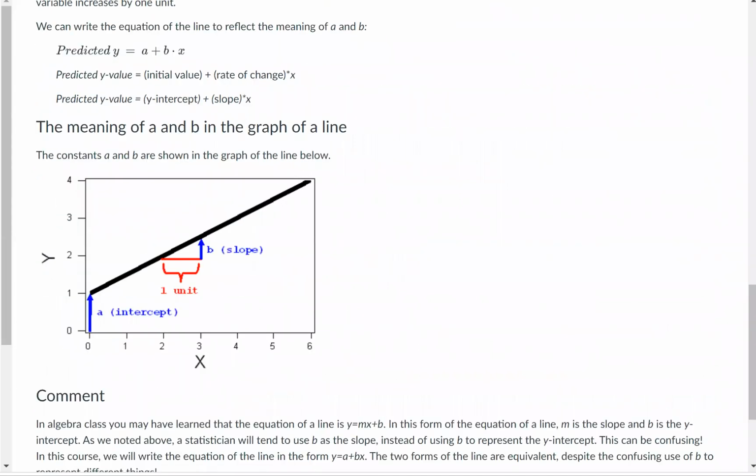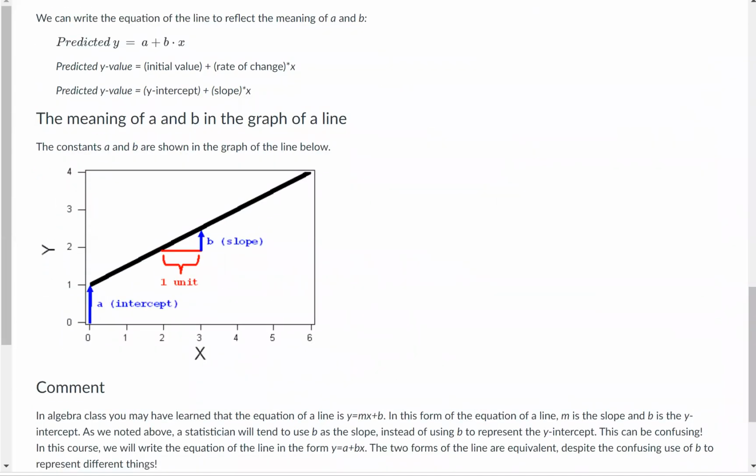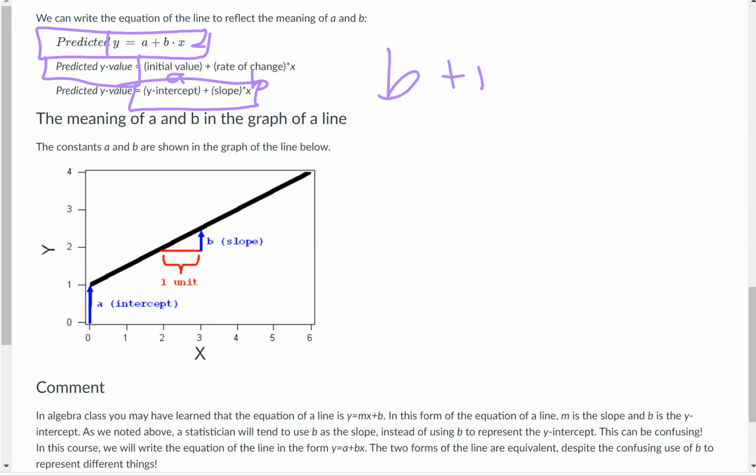We can write the equation of the line to reflect the meaning of a and b. Predicted y equals a plus b times x. The predicted y value is equal to the initial value a plus the rate of change b times x. Or in other words, the y-intercept plus the slope times x.